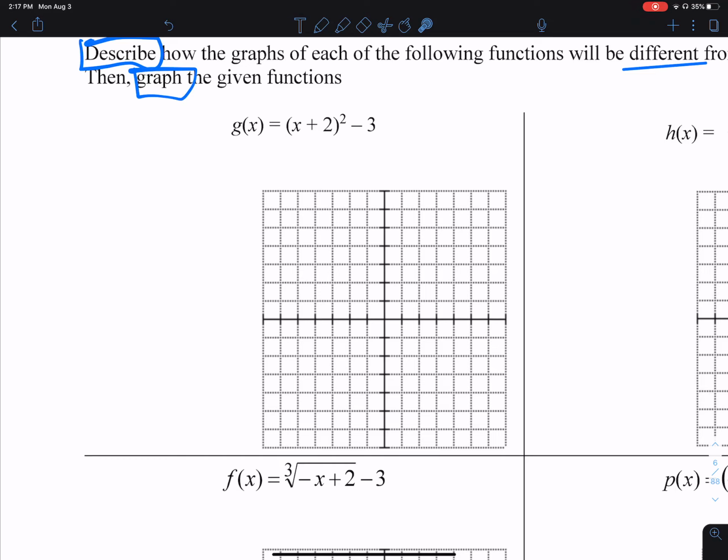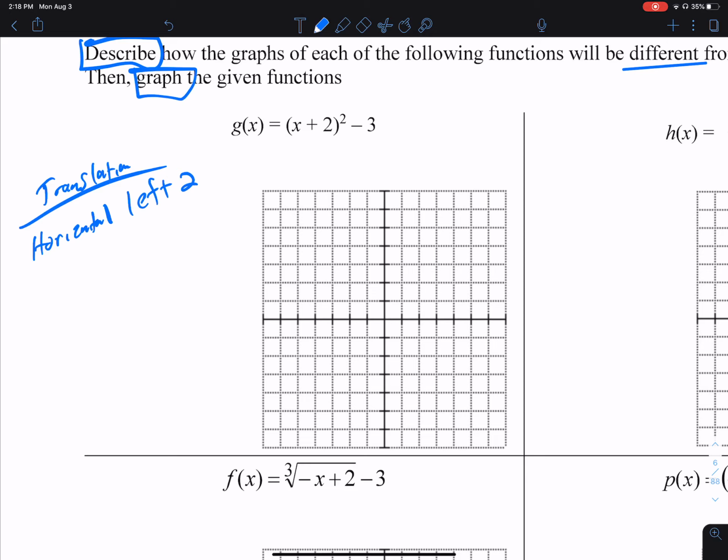Are there any dilations? Are we multiplying the outside or inside by a number? The answer is no. Are there any translations? Are we adding or subtracting numbers on the outside or inside of the function? Yes. There are 2 translations. We have a horizontal. If it's a horizontal translation, it's typically the opposite of what you would think it is. This says +2, so we're going left 2.